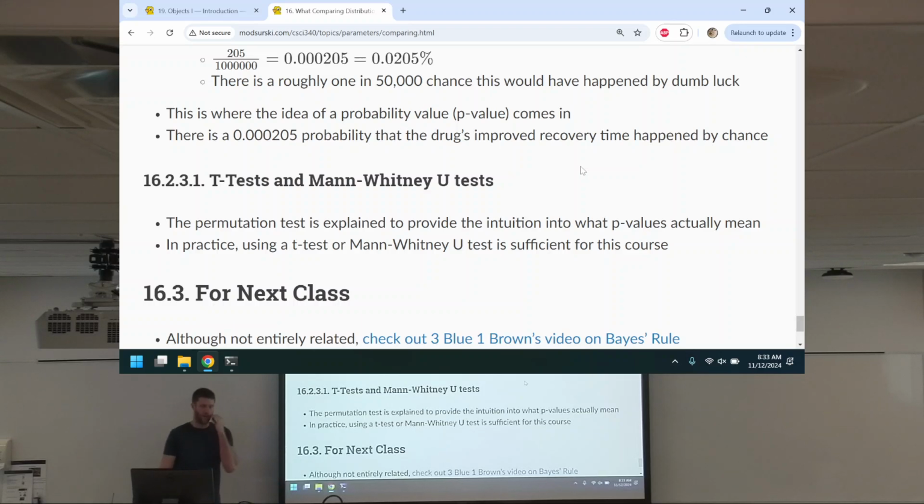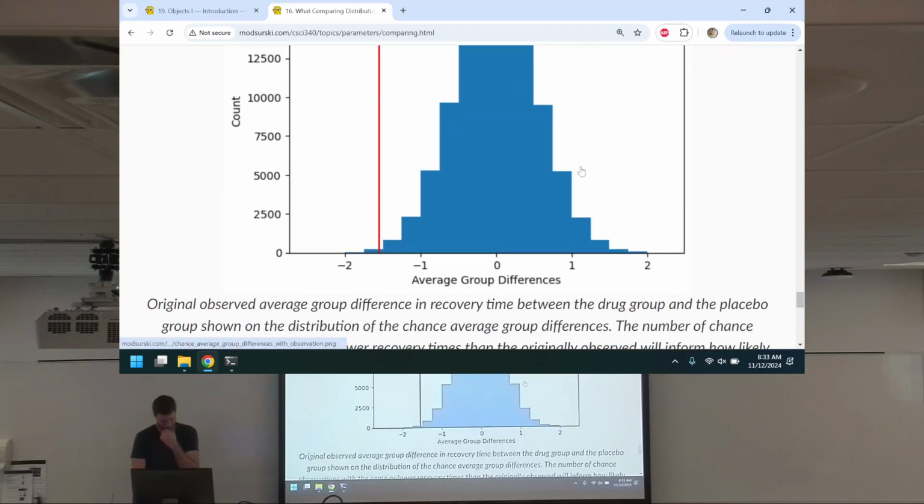And by experiment, I mean let's assume it didn't matter, so we randomly assign who was in what group to get that distribution, and then we check where we actually land. This is the distribution if it was random chance, and this is what we actually observed. So how many of the random chance results were the same or better than what we observed? That's the probability of us getting something like this by random chance.